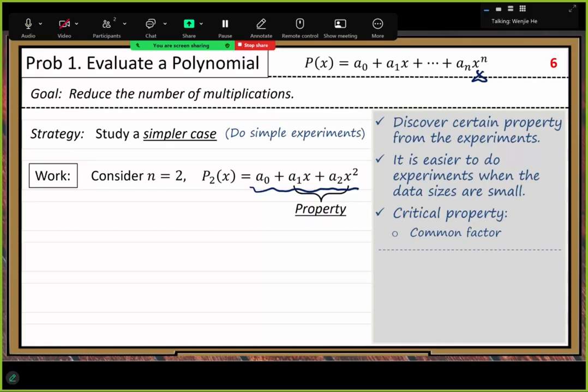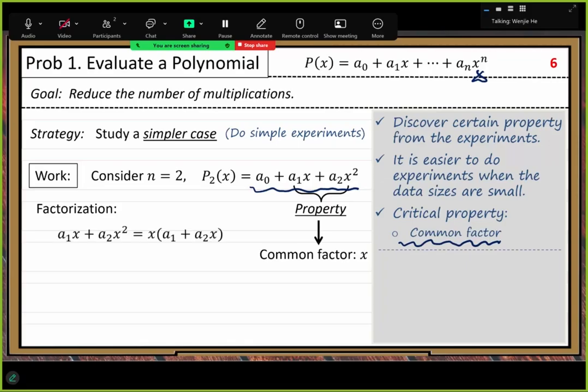So if you look at these two terms, can you see some property? Last two terms. Can you see some special property? They have common factor x. That is the critical property, common factor x. When they have a common factor, the first thing you want to do is factorization. Factor that common factor out. So we do a factorization step.